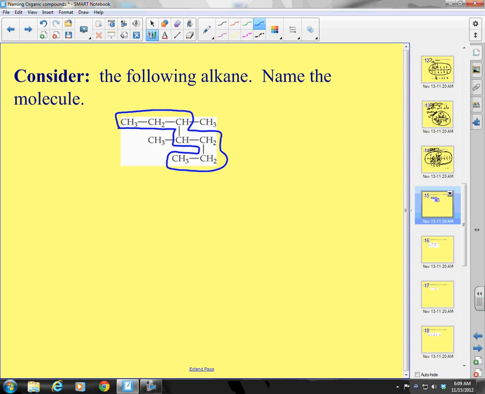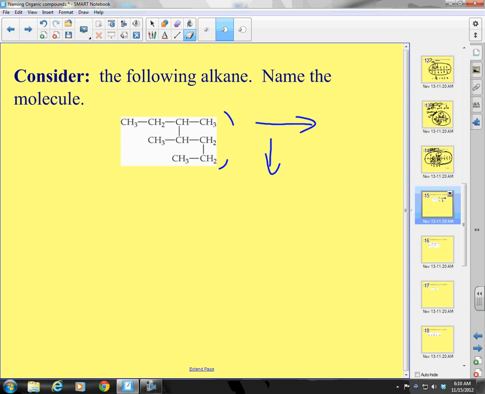Got it? Now you notice it doesn't have to just go straight. Doesn't have to go down. It can weave around as long as I don't backtrack. So that means I can't come over here and then come back down here. That's backtracking when I come over to this one. So find your longest continuous chain of carbons, which we have done. Then what?